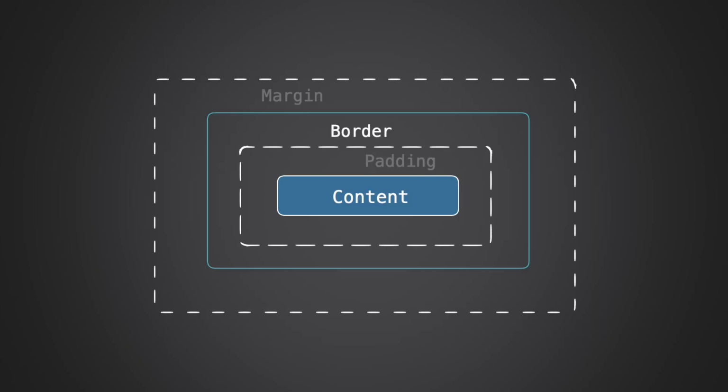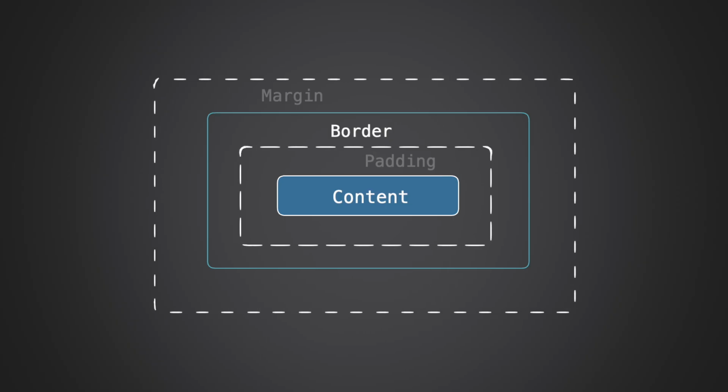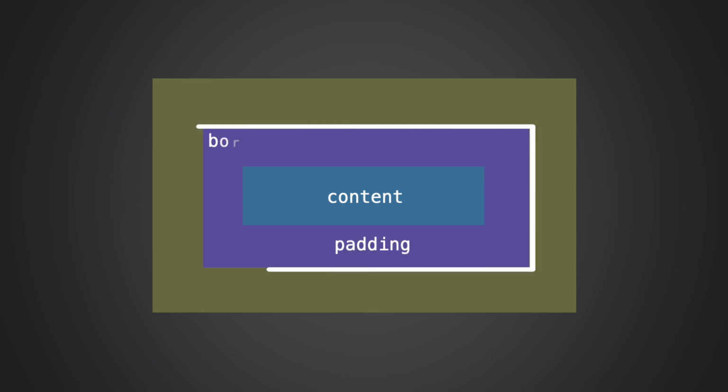Some properties like borders and background colors can be seen, and others are invisible like padding and margin. This box has four main parts: content, padding, border, and margin. So let's get to know them.